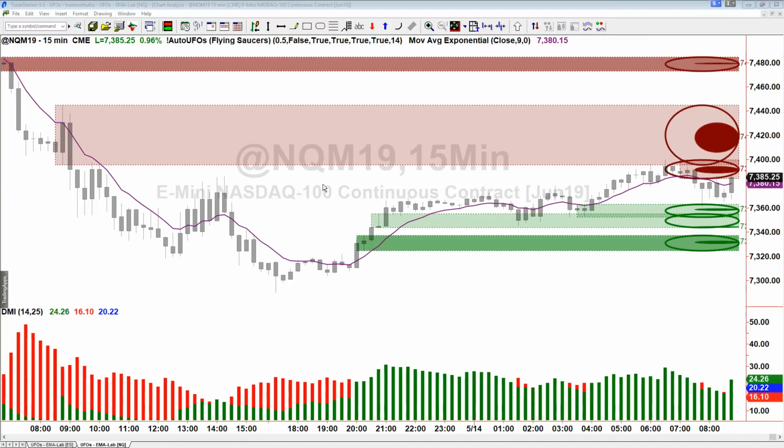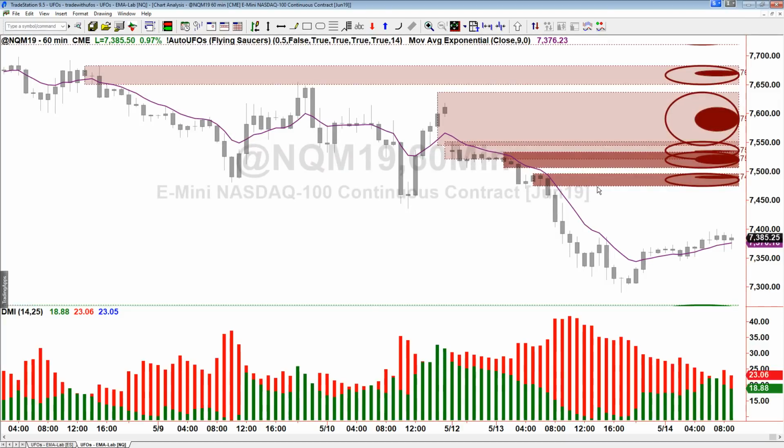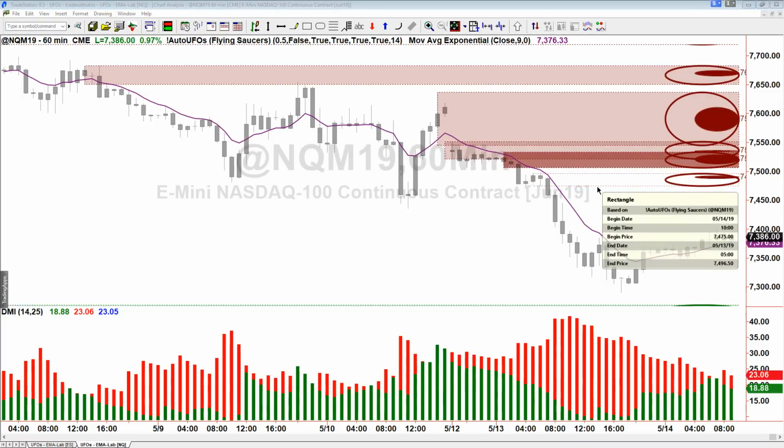Okay, 60-minute time frame of the Nasdaq, looking for the upper targets. With the Nasdaq, if it becomes an uptrend, we will be shooting for targets of 74.75.